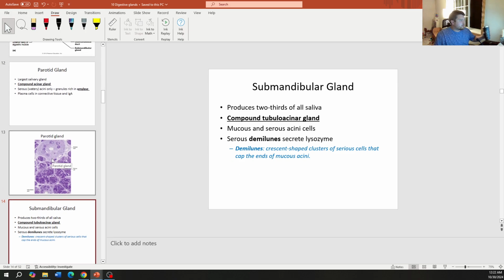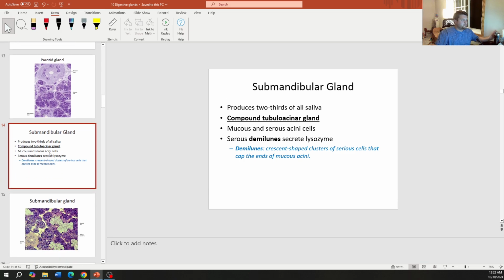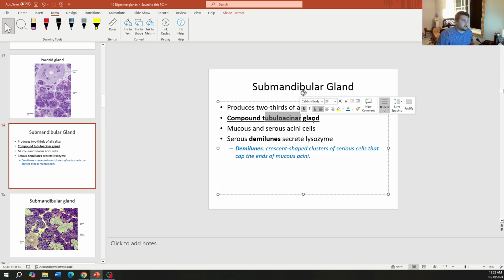So even though the parotid gland is the largest, the submandibular gland produces most of the saliva. So the submandibular gland produces 2/3 of all saliva. This one is a compound tubuloacinar gland. It has the tubes and it has the sacs.